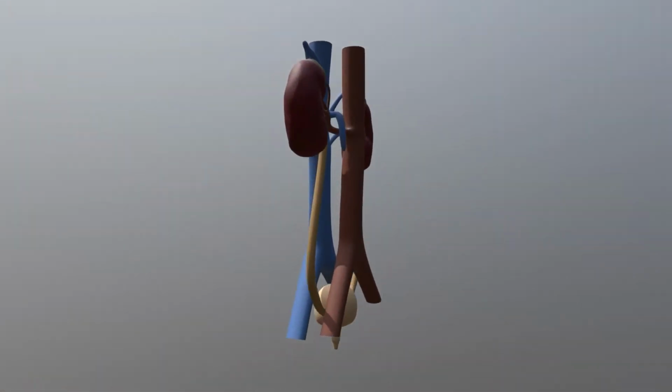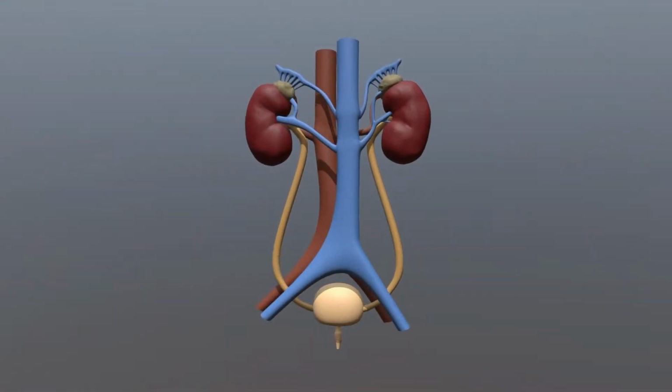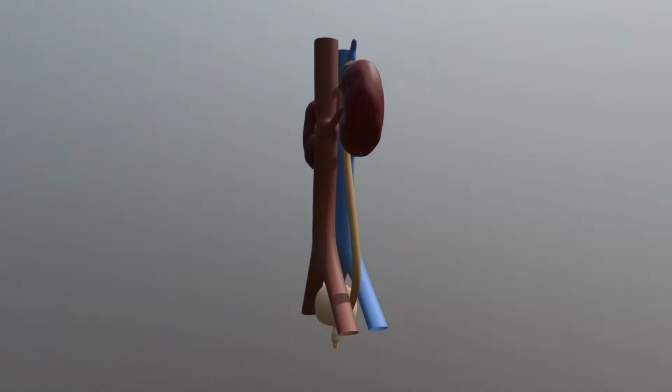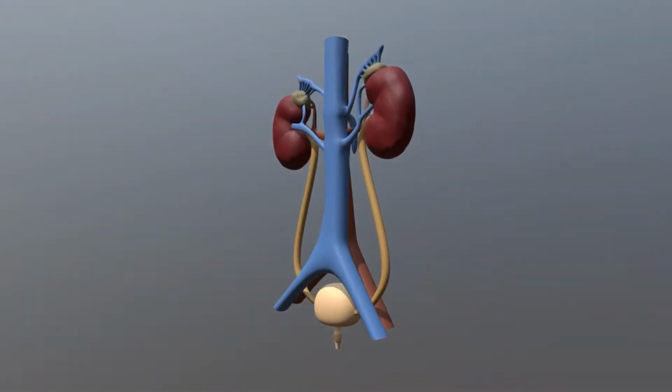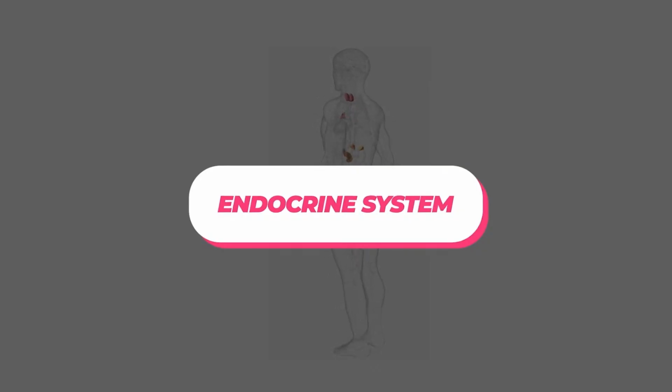In addition to removing waste products, the urinary system helps to regulate the body's electrolyte balance and blood pressure, and plays a role in the production of red blood cells. Number 8. The endocrine system.